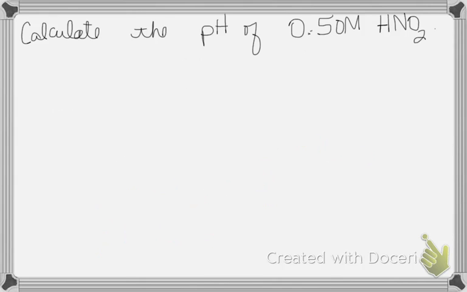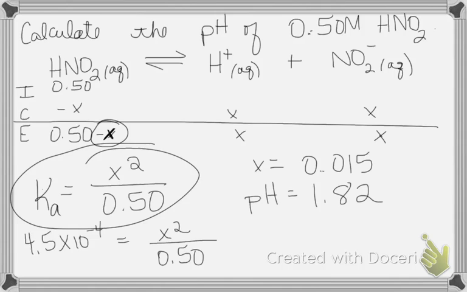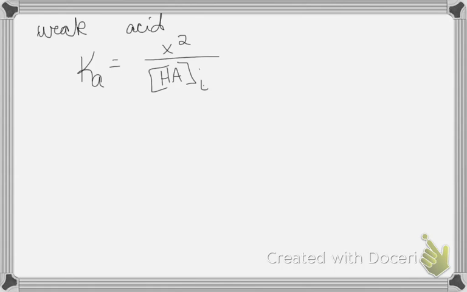Calculate the pH of 0.50 molar nitrous acid. See if you can set up the ice table. Any questions on that? Yeah, this is where we end up with every time. Ka is equal to X squared divided by the initial concentration.